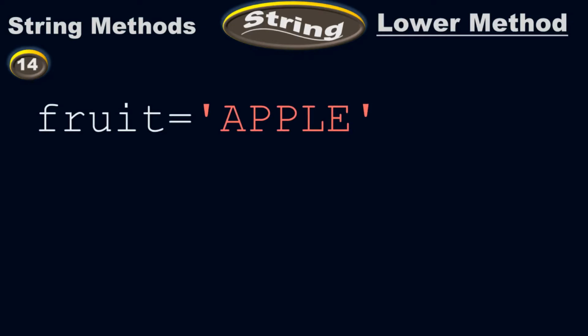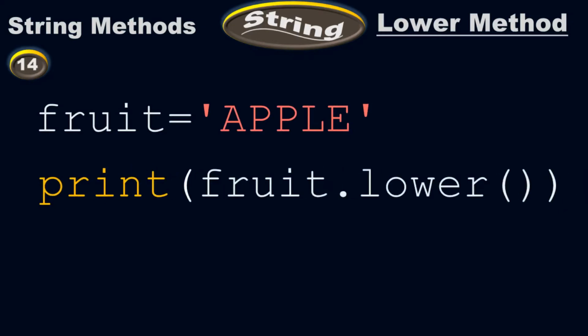Let me take an example. Example number 14. If I have fruit equals to apple and then print of fruit dot lower function, you will get this output in lowercase. Fruit is my variable here.